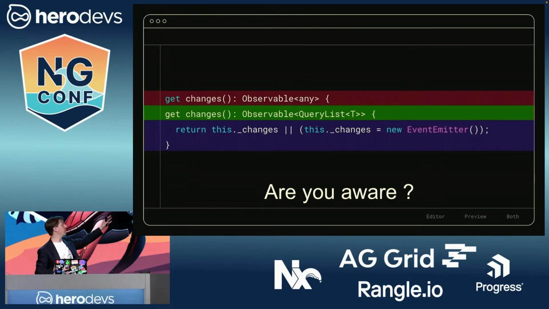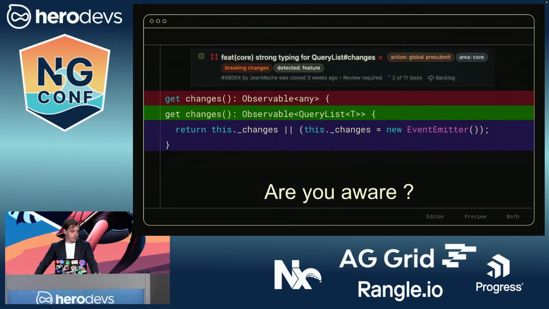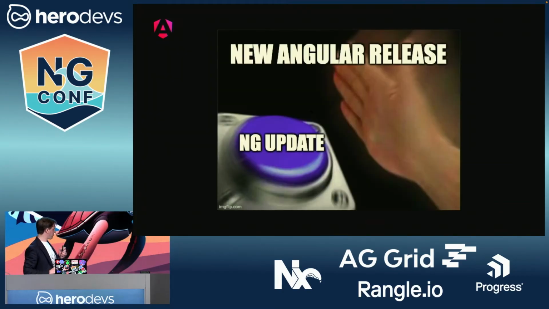Here we have the QueryList that was returned by the changes on, I don't remember exactly which class it was, but I was annoyed that it was Observable<any>. You say, any is not that great, doesn't help you much. I was thinking, adding QueryList<T>. And do you know what the consequences are when you do this change? It's a major breaking one. So are you aware what you do here when you do this kind of change?